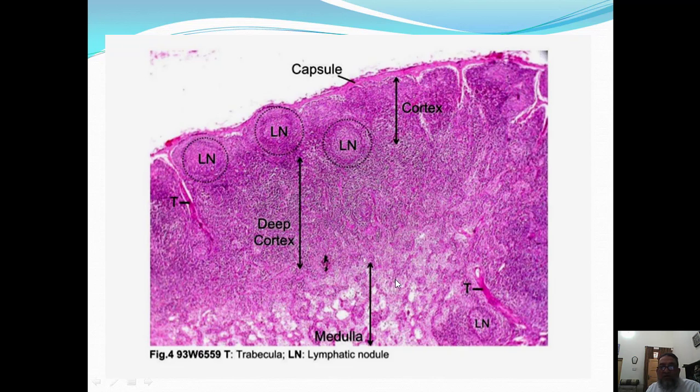Now in the medulla, it is quite obvious that there are medullary cords in a cord-like fashion. The cells are loosely arranged. The blood vessels are more numerous. Lymphatic follicles are not present, but only in the form of cords. Lymphocytes are arranged alongside. These cords are also lined by macrophages and reticular cells.